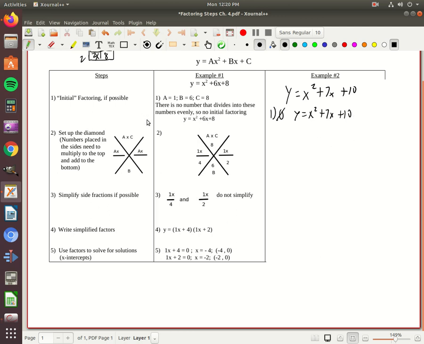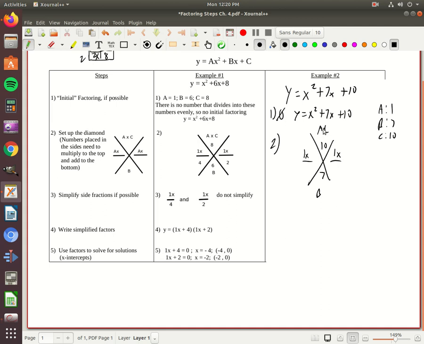The next thing I'm going to do is set up my diamond. I know that my diamond needs to have a times c on top, and it needs to have b on bottom. Well, my a is 1, my b is 7, and my c is 10. And again, I know that because of ax squared plus bx plus c. So 1 times 10 is 10, and b is 7. 7's on the bottom. I'll go ahead and set up my sides, and it's ax. My a is 1, so it's just 1x on the sides.